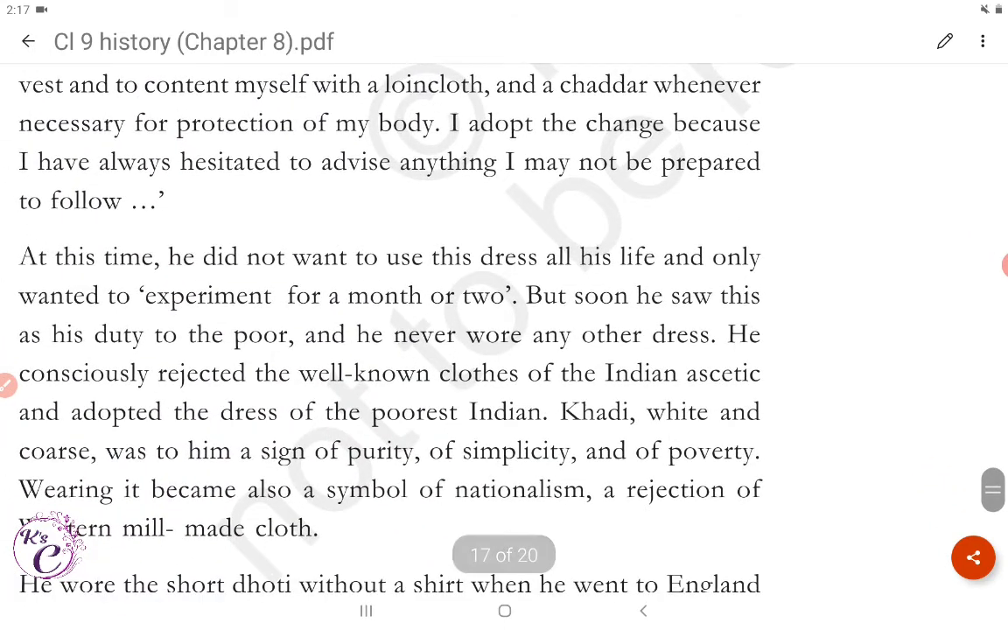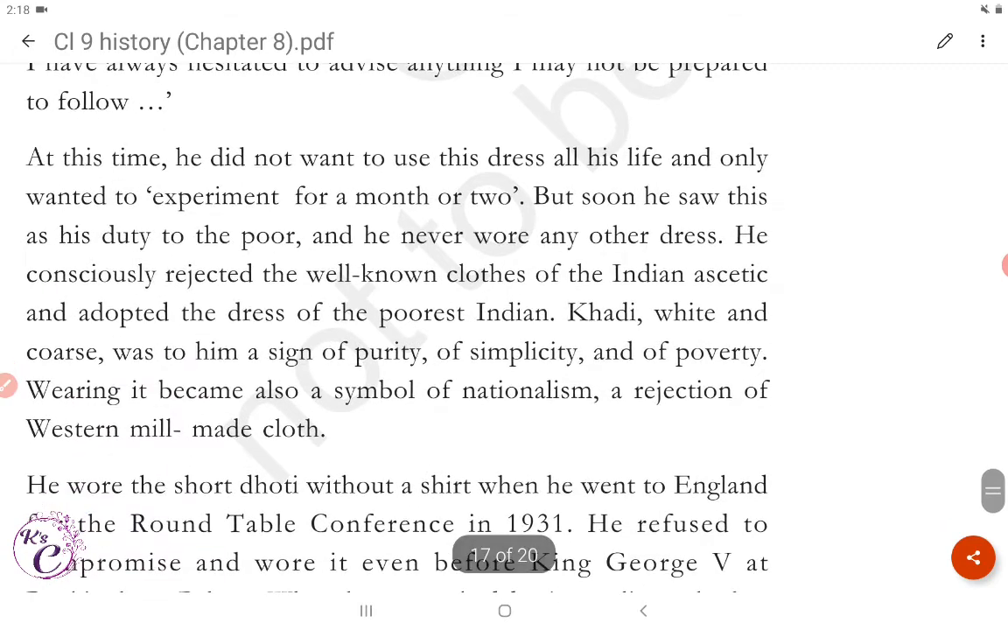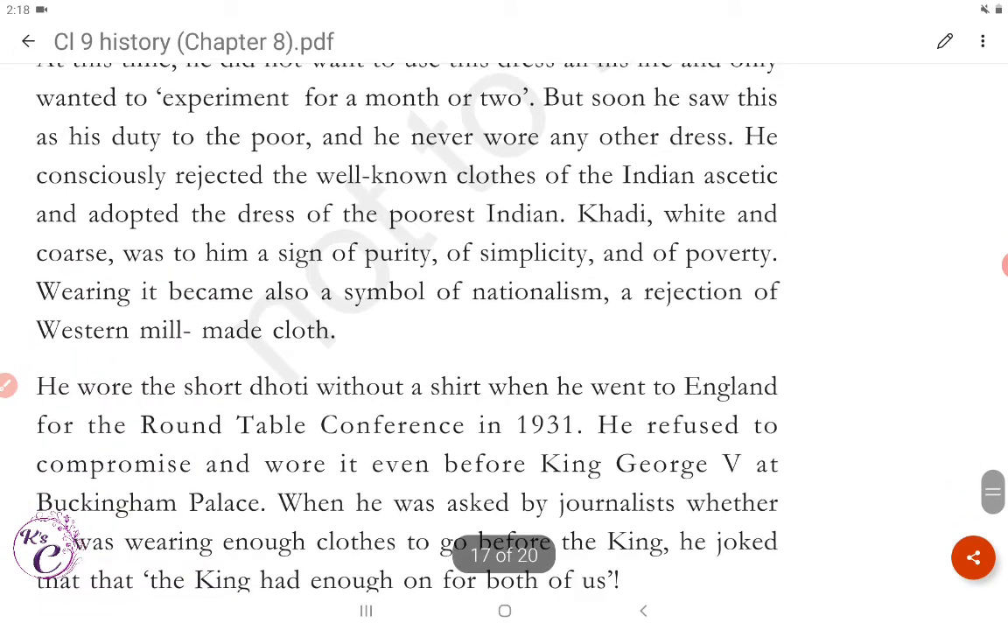At this time he did not want to use this dress all his life and only wanted to experiment for a month or two. But soon he saw this as his duty to the poor and he never wore any other dress. He consciously rejected the well-known clothes of the Indian ascetic and adopted the dress of the poorest Indian.